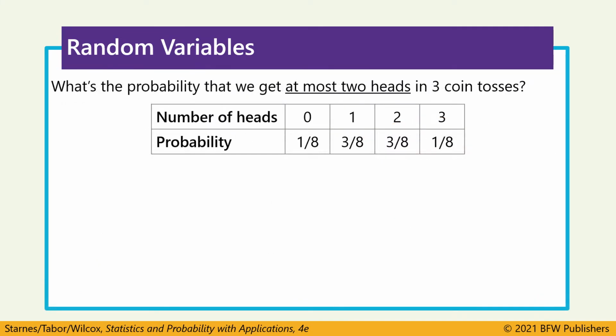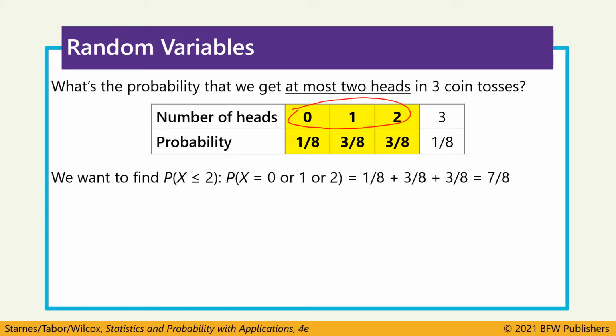One of the benefits to having a probability distribution set up is that we can answer a lot of the probability problems that are associated with this. For example, let's say we're asked, what's the probability that we get at most 2 heads? Well, at most 2 will include anything from 0 through 2. So we would just add up those associated probabilities and get 7/8.